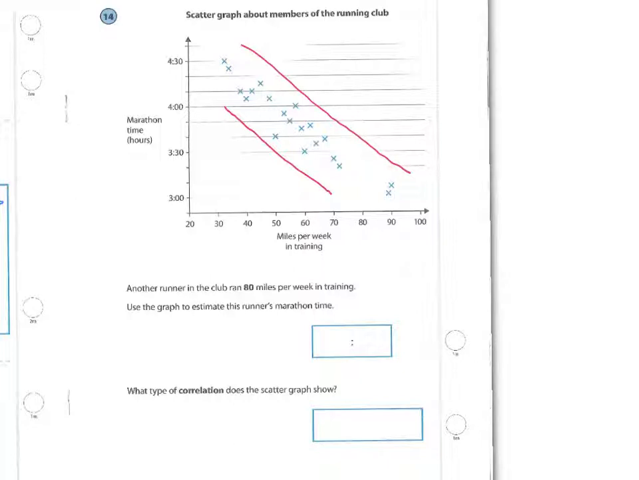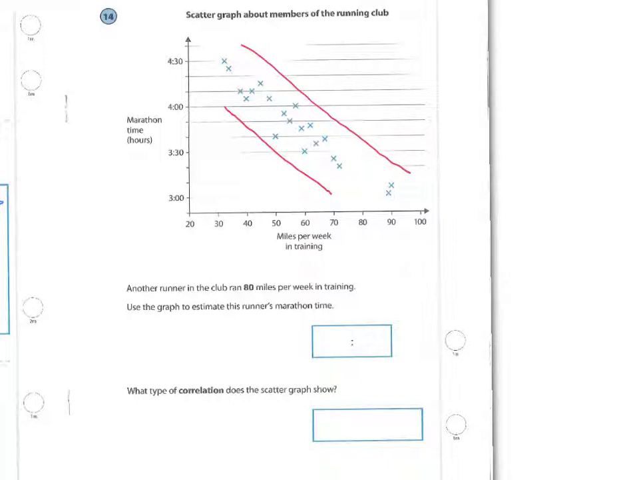Question 14. Now, what we've got here is a scatter graph about members of a running club. On the horizontal axis, we have miles per week they do in training, and on the vertical axis is their marathon running time in hours. So the first question says, another runner in the club ran 80 miles per week in training. Use the graph to estimate the marathon runner's time. So what I would always say to you is, try and look for the trend in the crosses. Is there a pattern?